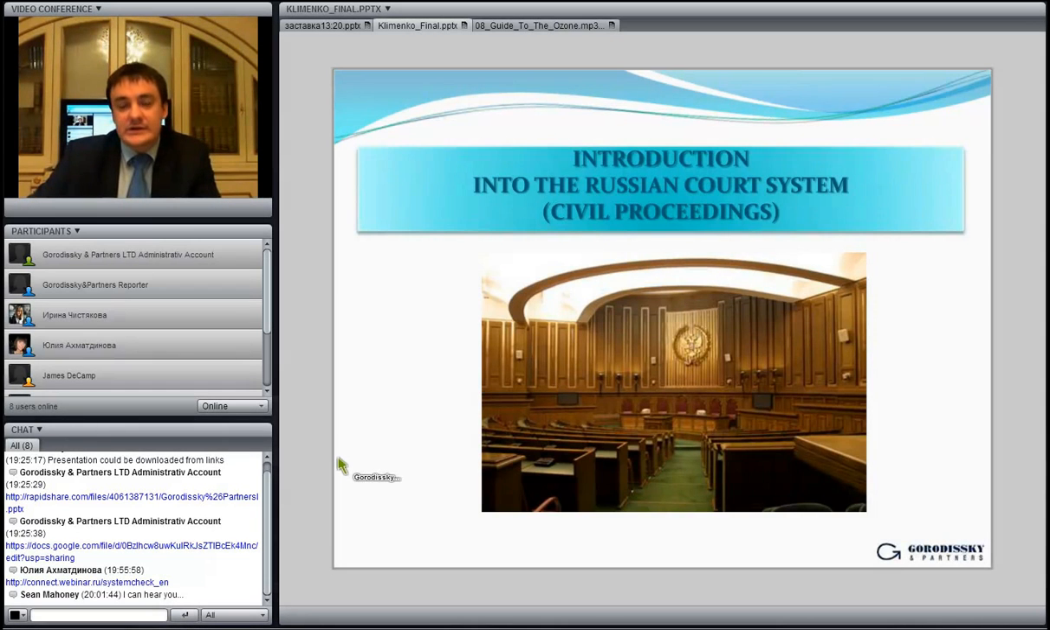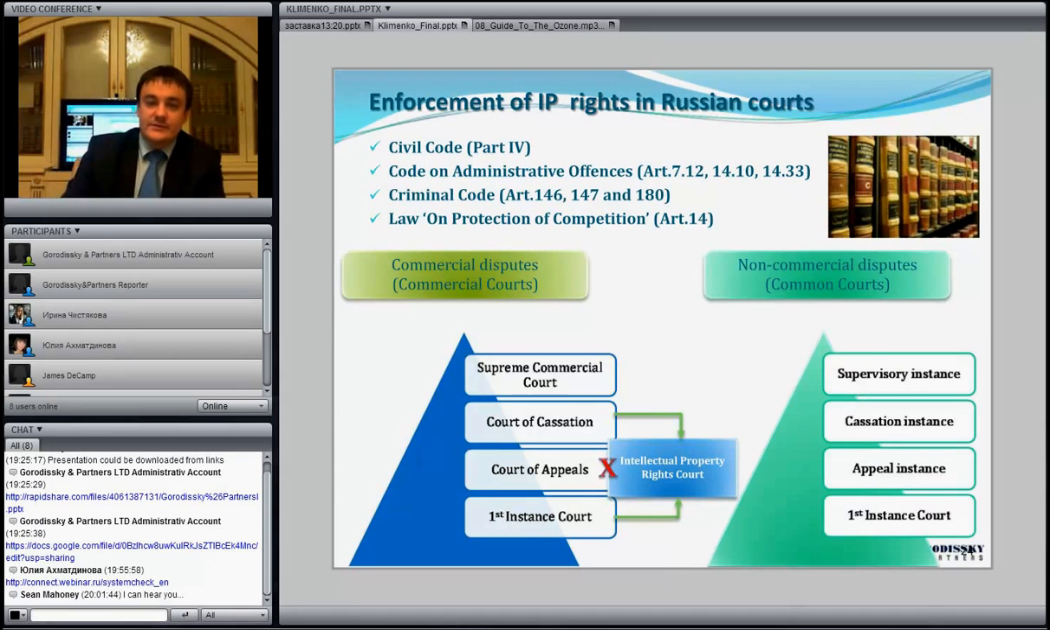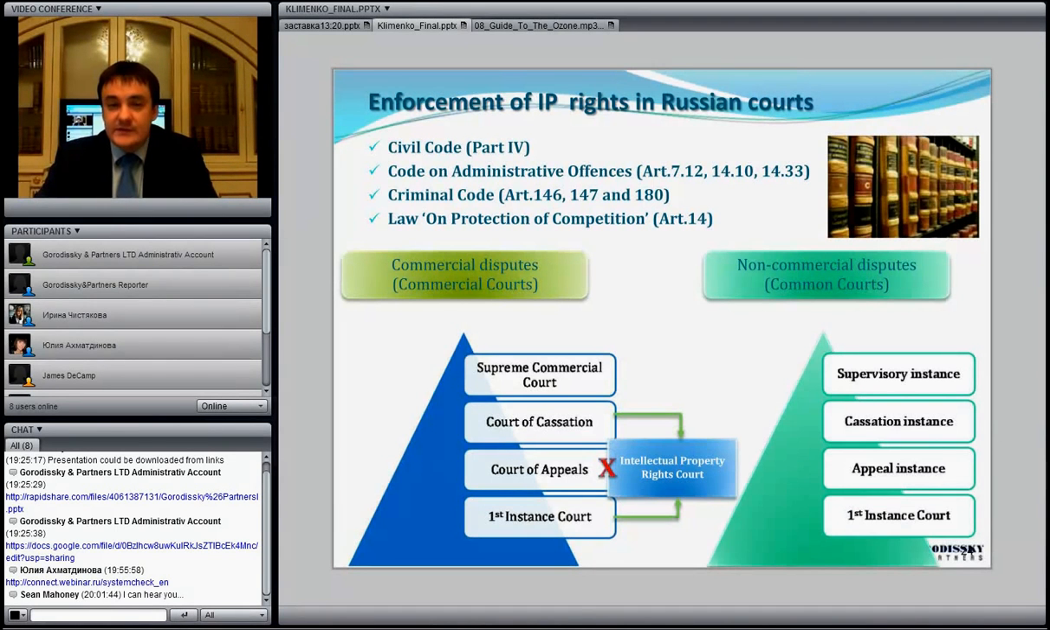First of all, I would like to start with an introduction to the Russian court system and tell you a few words about the structure of the Russian courts. Basically, there are two main branches of courts in Russia. One of them is the commercial court branch, and the other one is the common court. The basic difference is that common courts deal with those disputes in which individual persons are involved. Commercial courts handle disputes between legal entities and private entrepreneurs and persons involved in economic activity.